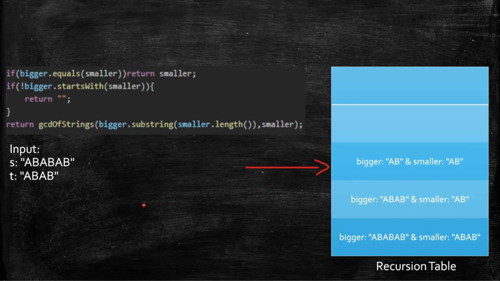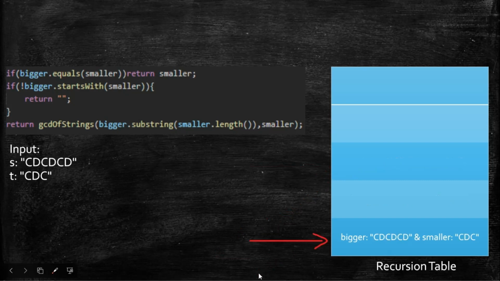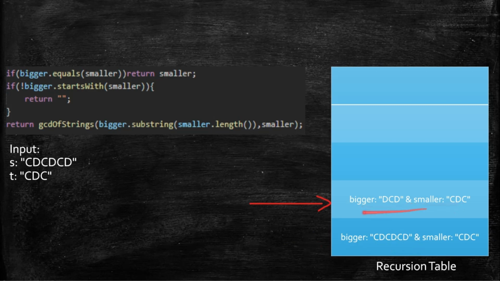So let's take an example where no answer is possible. The earlier answer was AB, since both became equal and we can return either one. In another example, the bigger string is CDCDCD and the smaller string is CDC, and we push that into our recursion stack. The bigger starts with the smaller, so we have no issue with that. We remove that smaller part and continue with the bigger. Now the bigger is DCD and the smaller is CDC. They are not equal, and the bigger is not starting with the smaller one, so we return an empty string.